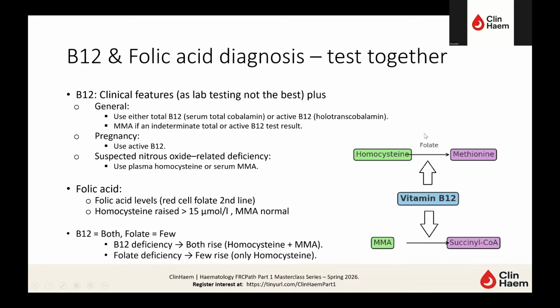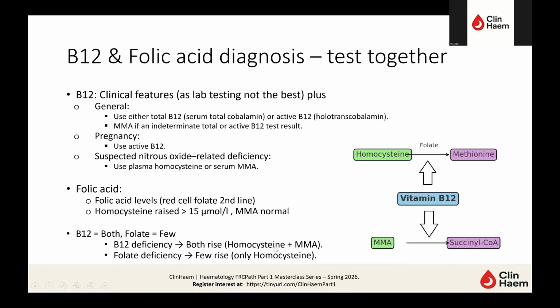So of course, in folate deficiency, you will only see a rise in homocysteine. In B12 deficiency, you will see a rise in homocysteine and in MMA, because both of them would not be going into their respective products. How do you remember it? B12, B for both, so both of them are going to be up. Folate is for few, so only homocysteine is going to be up.